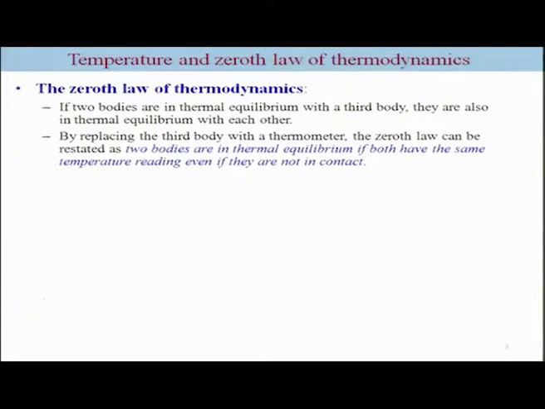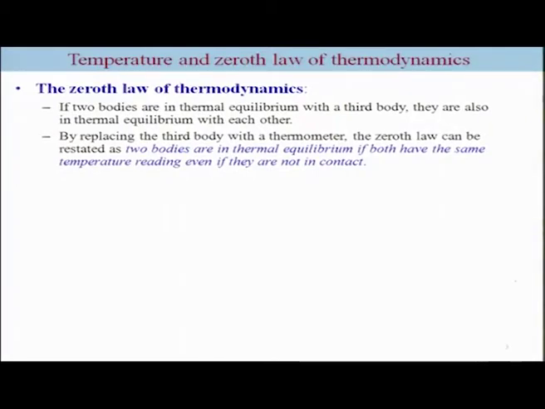Obviously, you all know this concept very well, but just to summarize. What we say about the zeroth law of thermodynamics is that if two bodies are in thermal equilibrium with a third body, they are also in thermal equilibrium with each other. In other words, you can replace the third body by a thermometer, and thus your zeroth law can be restated as: two bodies are in thermal equilibrium if both have the same temperature reading, even if they are not in contact. Okay, so that is basically the zeroth law of thermodynamics.